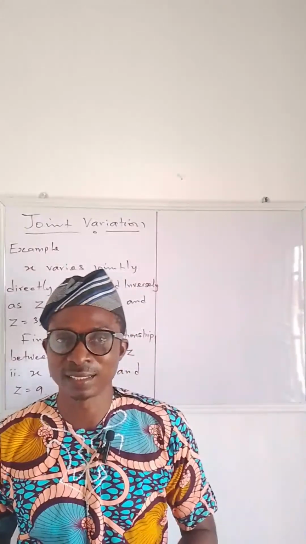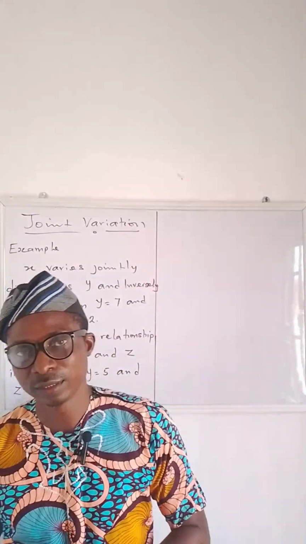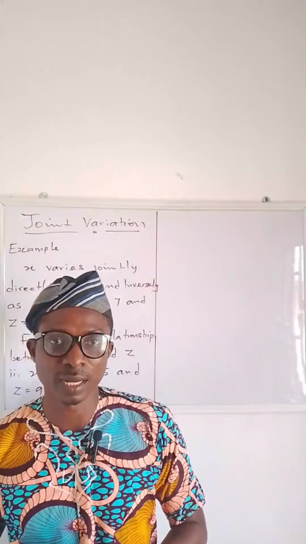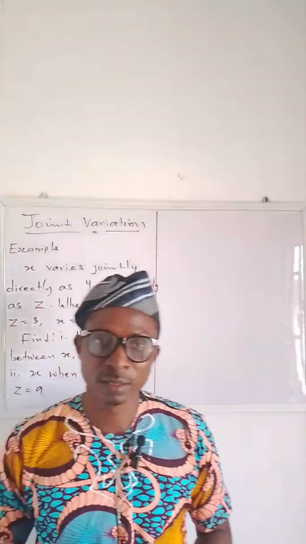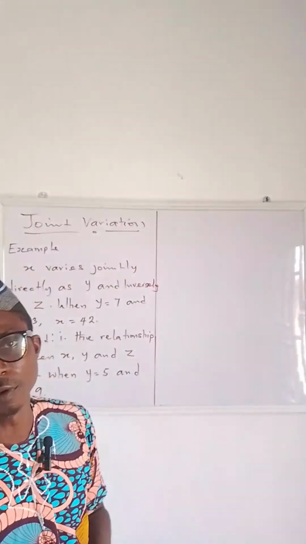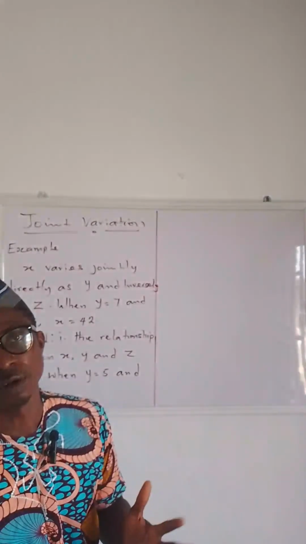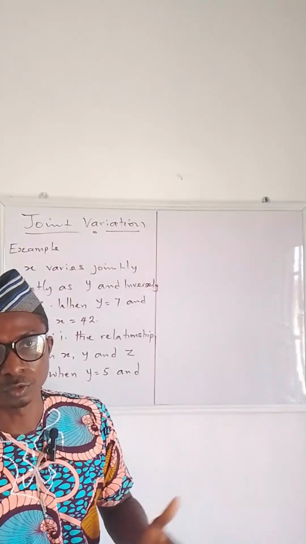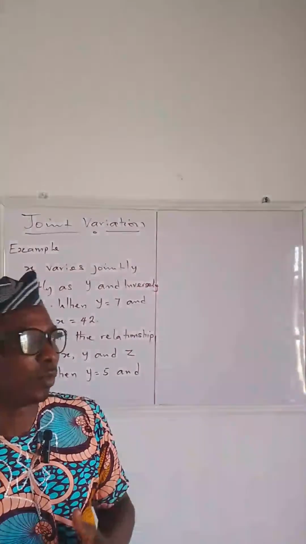We are going to be looking at a special topic today, that is variation. We are looking at joint variation. Before now, we have looked at direct variation and inverse variation. So we want to move down to another aspect of variation, which we call joint variation. Joint variation involves three or more variables, unlike the ones we have been doing before, where we have just two variables. So this time around we'll be looking at three or more variables.